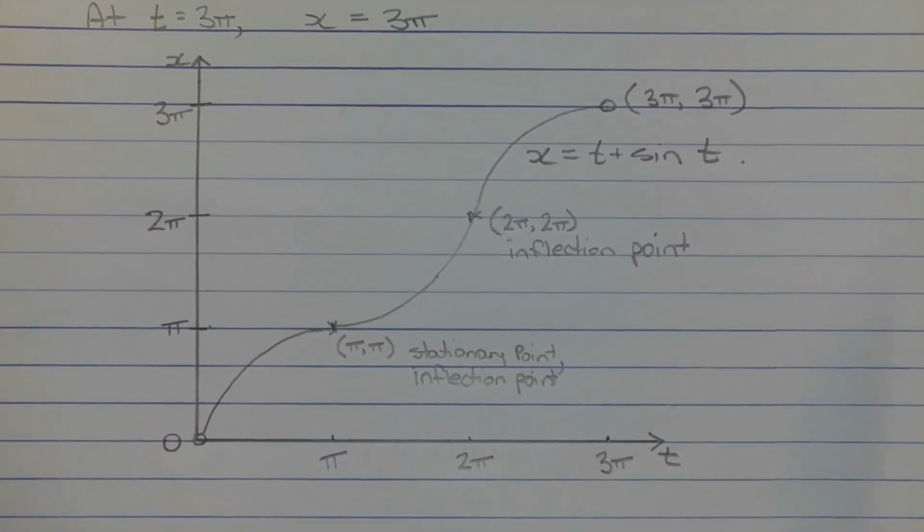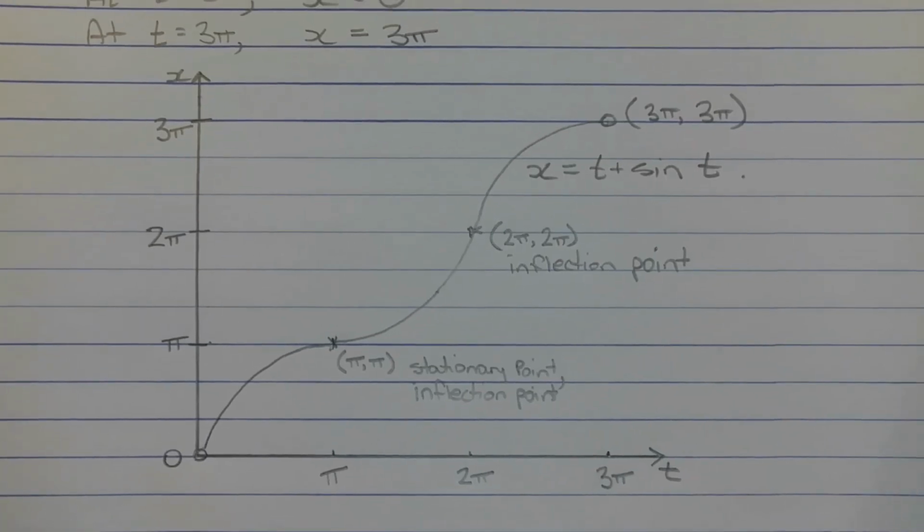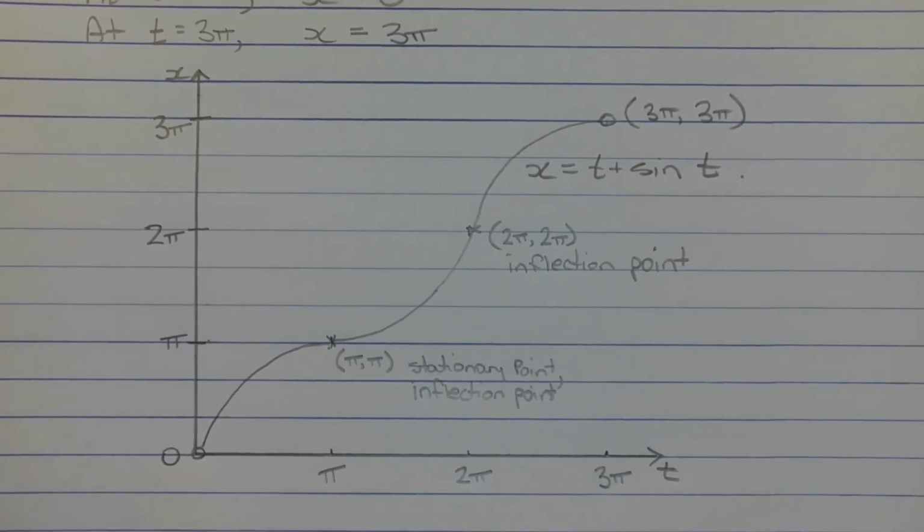So here is a graph of x equals t plus sine t, as best as possible drawn to scale. So here are the endpoints, (0, 0), which is the origin, and (3 pi, 3 pi). Notice the circle there is not included in the graph, since t has to be less than 3 pi. It's not less than or equal to.